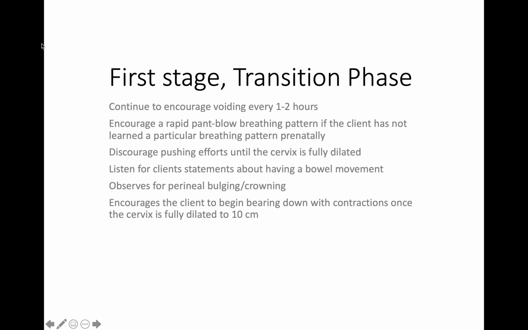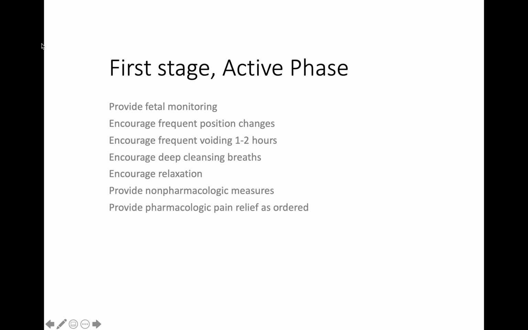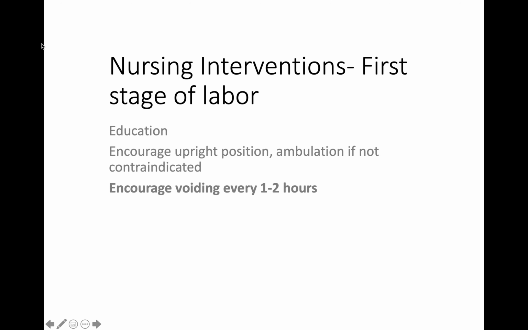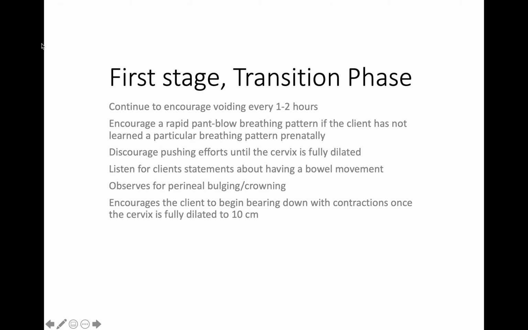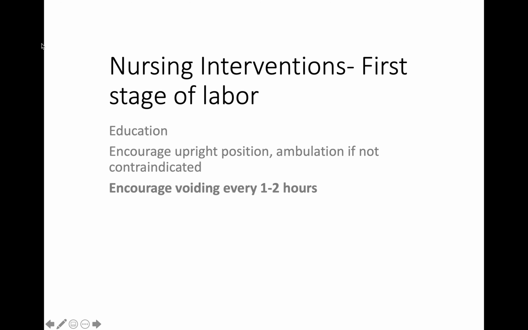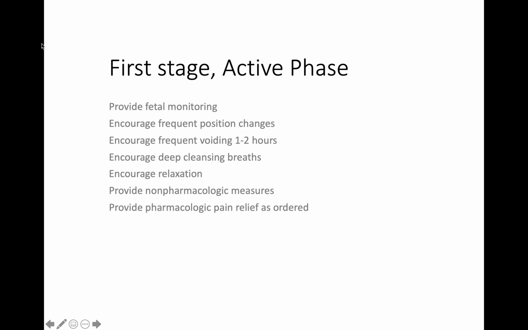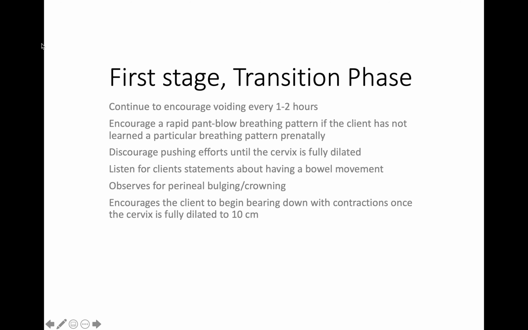Okay, we're back, and we're still talking about the first stage of labor, which we know is broken into 3 sections. We've talked about the latent phase, the active phase, and now we're in the transition phase. We're going to continue to encourage voiding every 1 to 2 hours, again, to get that bladder out of the way of the delivery, of the baby being able to come down and out.